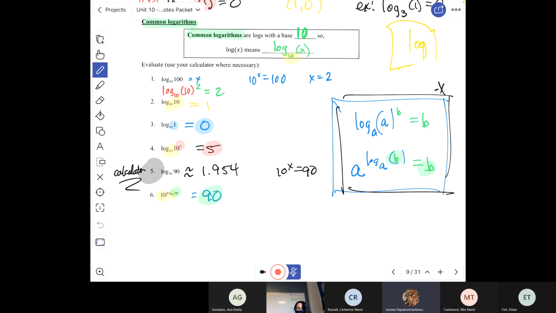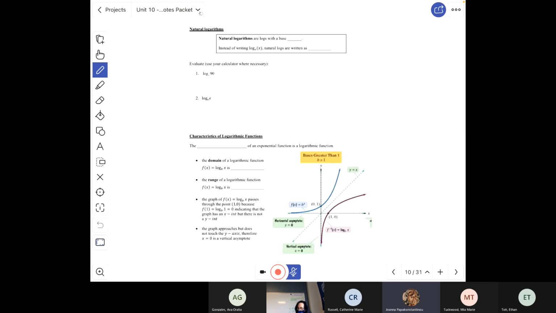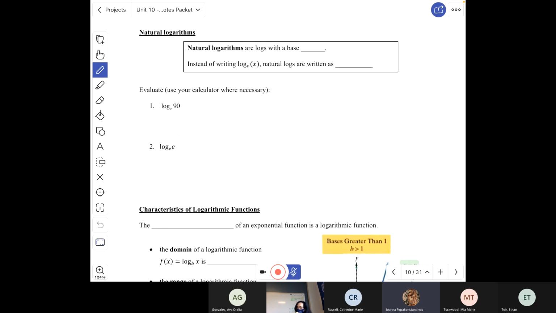Now, we said that common logs are logs base 10. What do you think natural logs have as their base? E, the natural number E. We talked about E. And do we remember what E is approximately? 7, yeah, more than 2. You should need to know that it's more than 2. Okay, so if I'm looking at natural logarithms, I'm looking at logarithms with a base E.